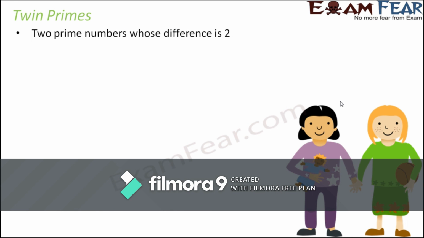Let us look at another cute set of numbers called twin primes. Now, do you know what twins are? Siblings who are born together, who look identical to each other, are called twins. Now, what could be twin primes? These are two prime numbers whose difference is 2. That means, let us take an example.